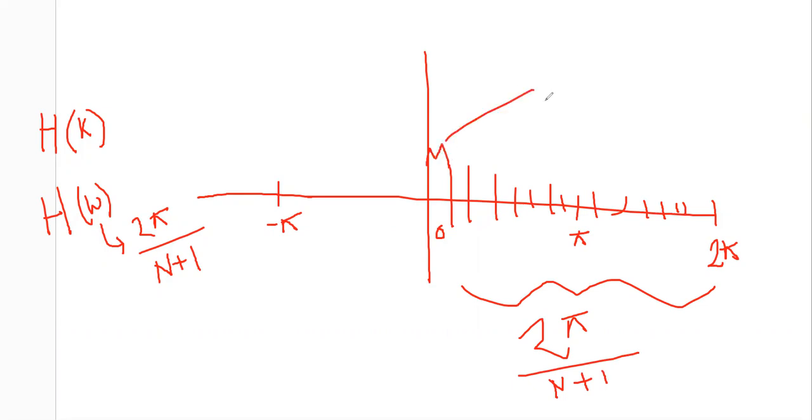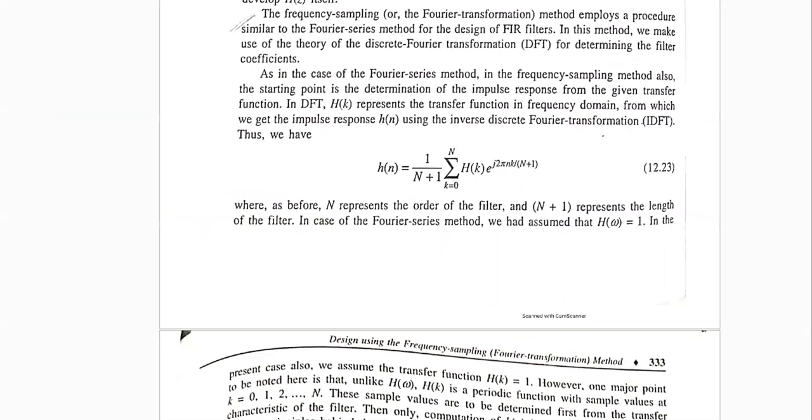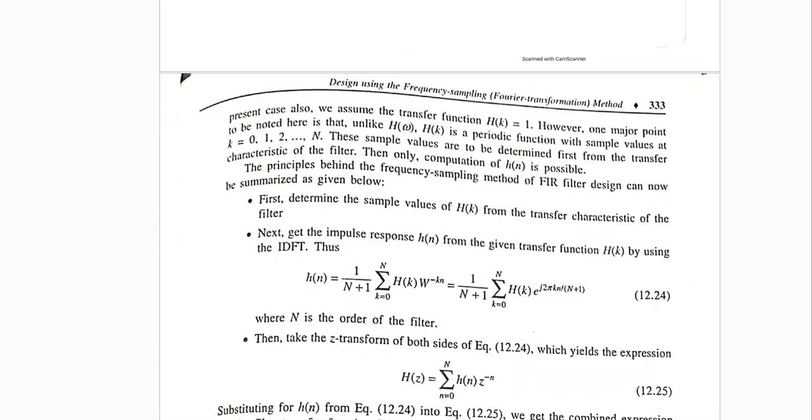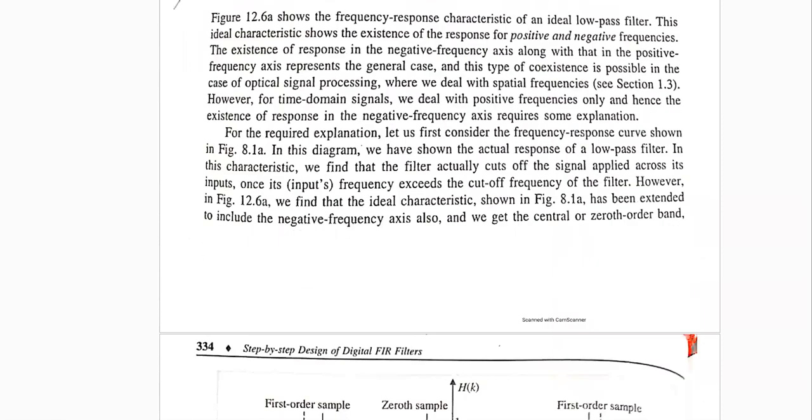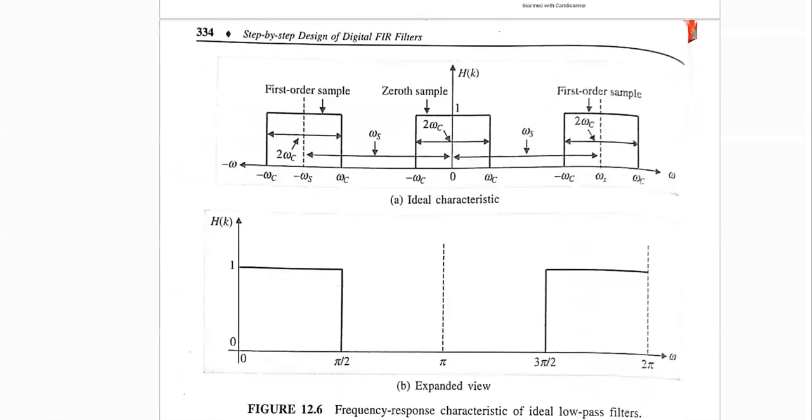So what is the frequency hopping? The frequency hopping is twice pi divided by n plus 1, where n plus 1 is the number of samples we have. Okay, so that is the fundamental difference between the continuous time and the discrete domain. Now we can move to the example that will give you some idea very easily.